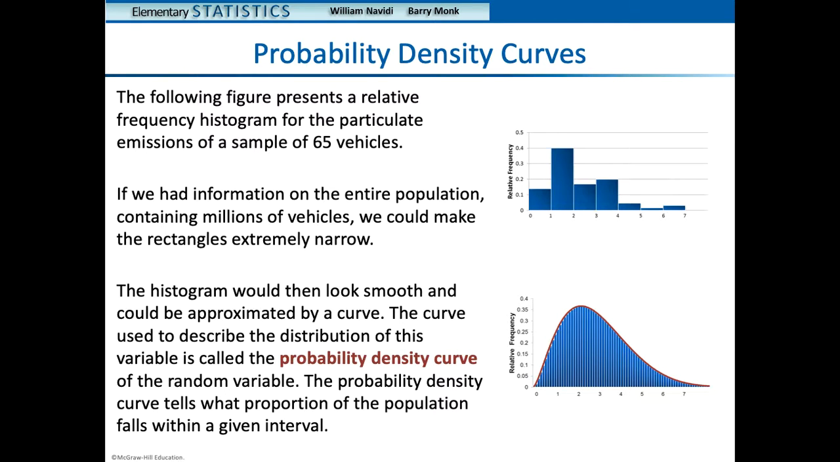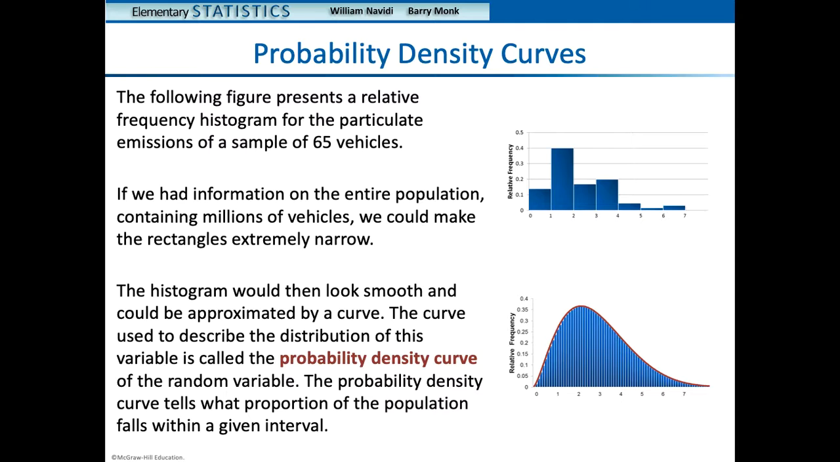had information on the entire population, which contains millions of vehicles. And let's say that we had access to the entire population, and we decided to make a histogram based not off of just the 65 vehicles, but the entire population of millions. Now, because the population contains so many vehicles, the resulting histogram would have a lot more rectangles, right?